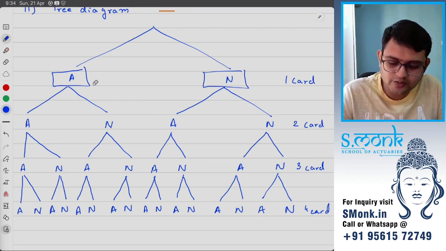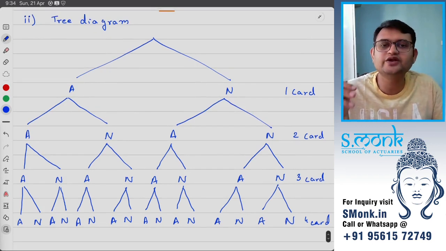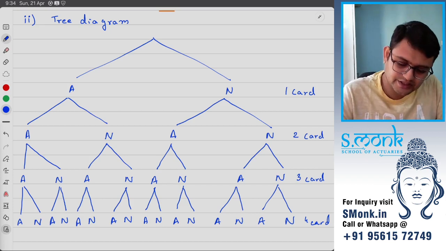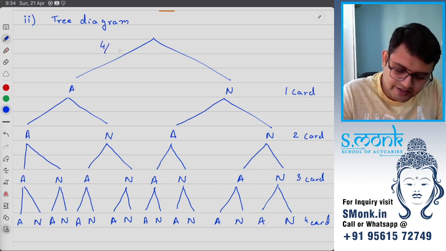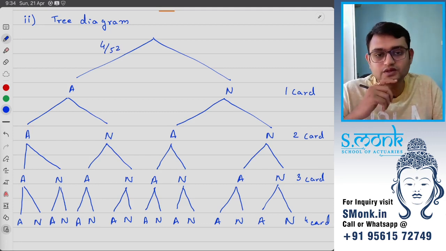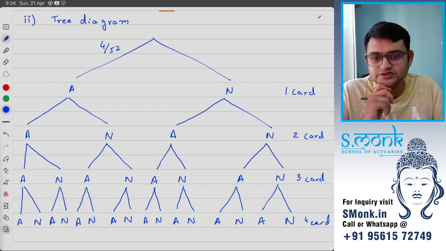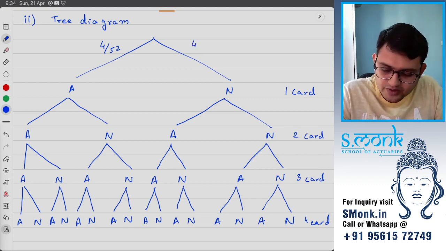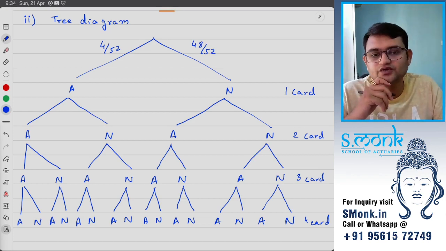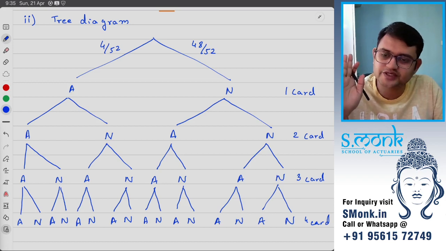Okay. Now let's talk about what is the probability of that happening. In the first card I had total 52 cards and in that I had 4 aces. Right. So the probability that I will get an ace is 4 by 52. Right. And probability of not getting an ace, that would be 48 by 52. It is just 1 minus 4 by 52. I'm not going to simplify this. Okay, we'll do the simplification at the end only.